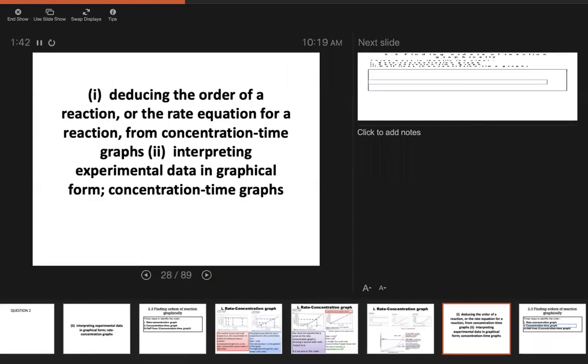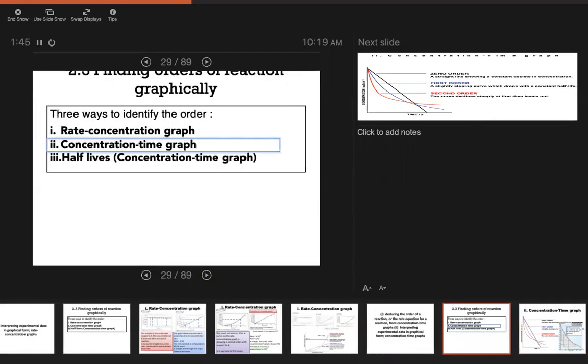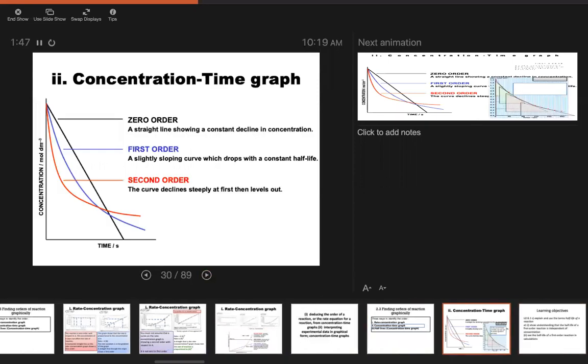Okay. The next one is the concentration time graph. Now, concentration time graph is a little bit tricky for the first and second order. Now, for the 0 order, it's quite obvious because it's just a decreasing straight line.